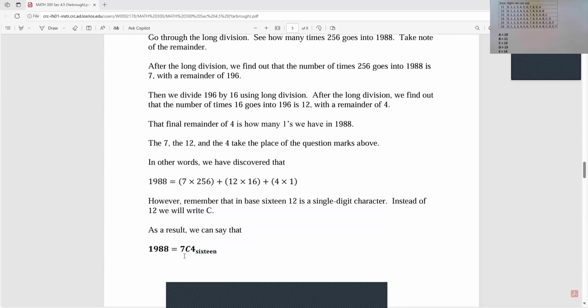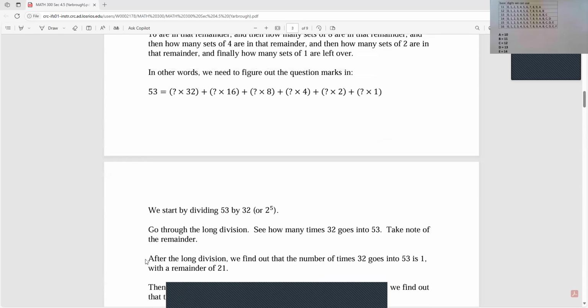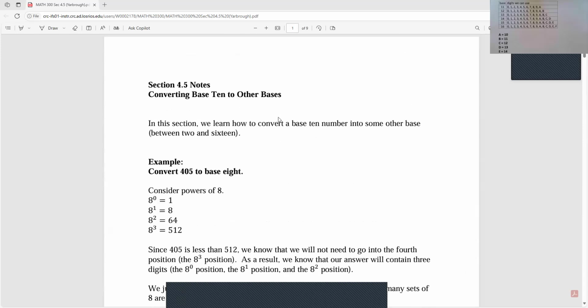And your final answer is 7C4 base 16. So 1988 turned out to equal 7C4 base 16. Okay, I think we're going to stop with the screen share here and go ahead and do the actual examples. It's going to make a lot more sense when we go through examples together.